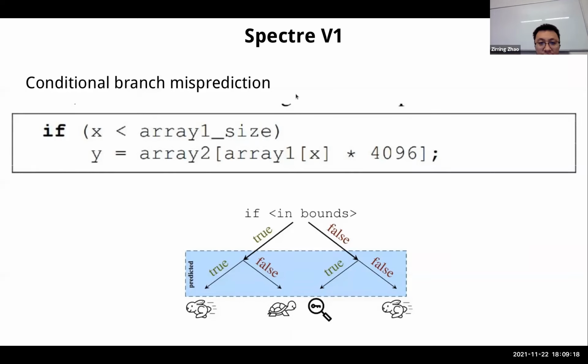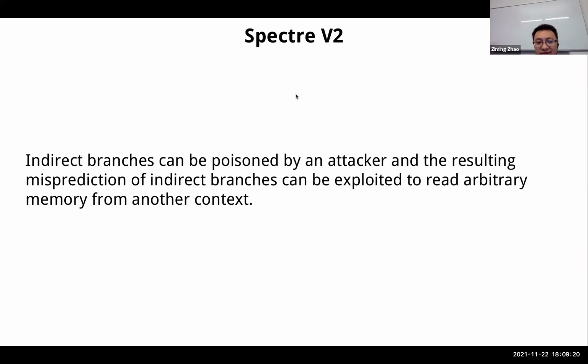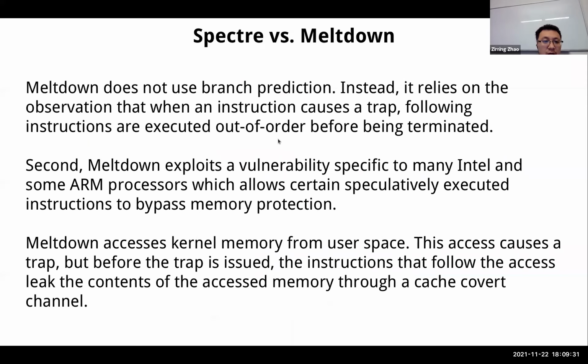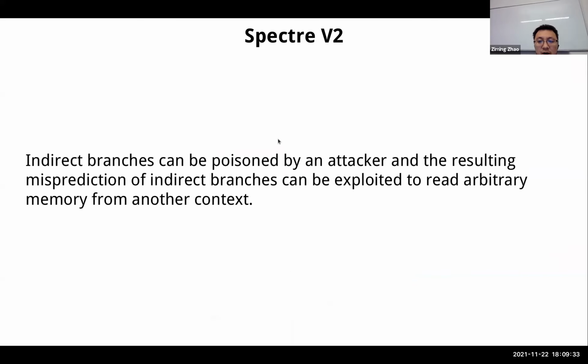Version 2 of Spectre is similar. The only difference is we're not talking about this kind of branch. We're talking about a branch to the kernel area, something like a system call, those kinds of branches. Does this make sense? This could be a little bit difficult to understand.